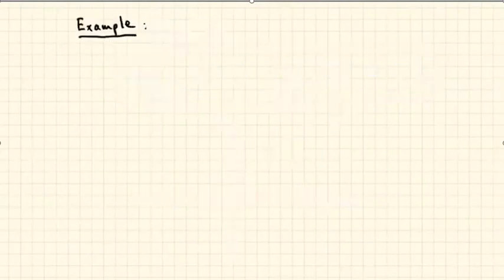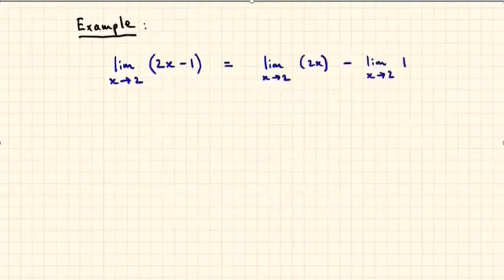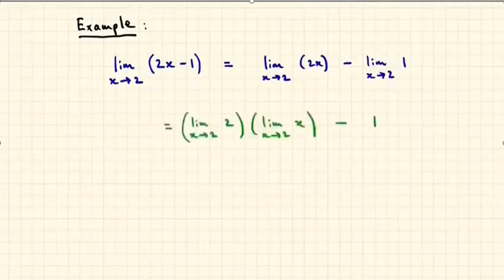Let's look at some examples. Let's find the limit as x approaches 2 of 2x minus 1. By the second law, it becomes a difference of the limits of 2x and of 1 as x approaches 2, which becomes 2 multiplied by the limit of x, all take away 1, which quickly becomes 3.